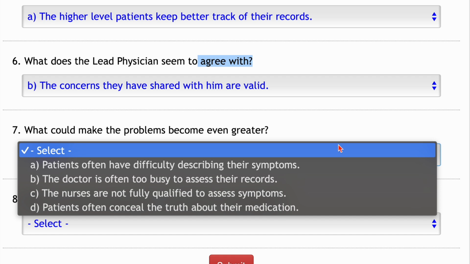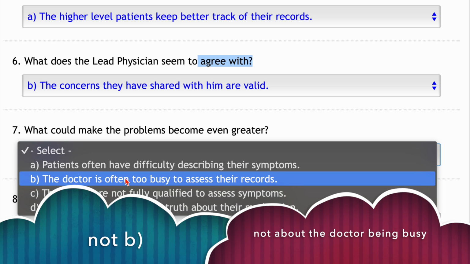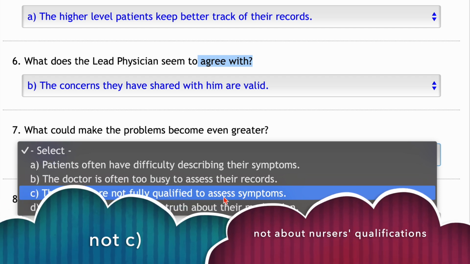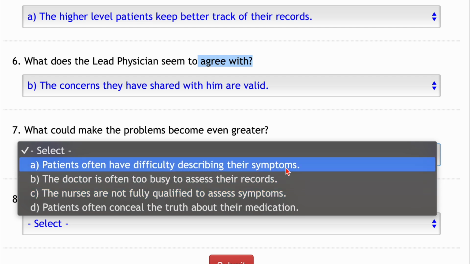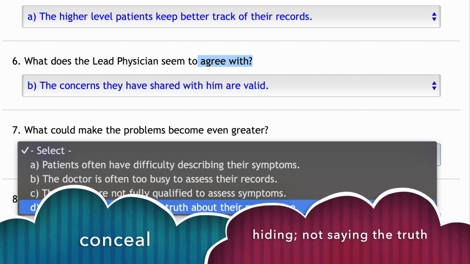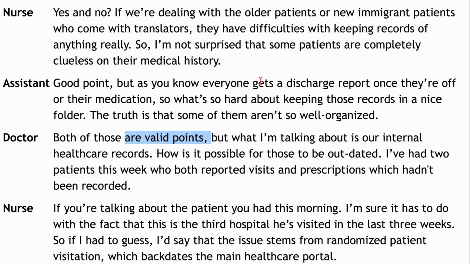Well, it's not the doctor is too busy to assess the records. He didn't mention being busy. Also, not the nurses are not qualified. Not about not qualified. No, I do remember something about difficulty describing symptoms, but also conceal. That means hiding or not telling the truth. I think it's more A, but let's have a look.